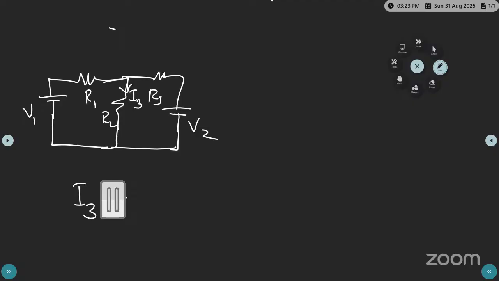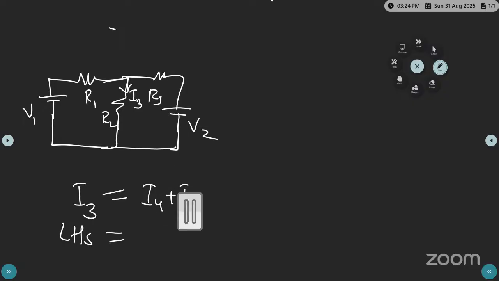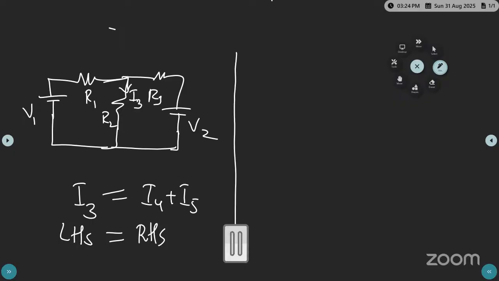So this is LHS, equal to the remaining two currents. Let us name them I4 and I5. How are we getting I4 and I5? See, how are we getting this RHS, I4 and I5? By considering individual source, keeping the remaining sources inactive. What is the current in R3?